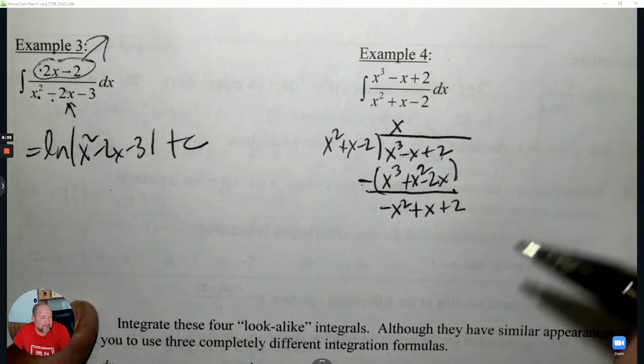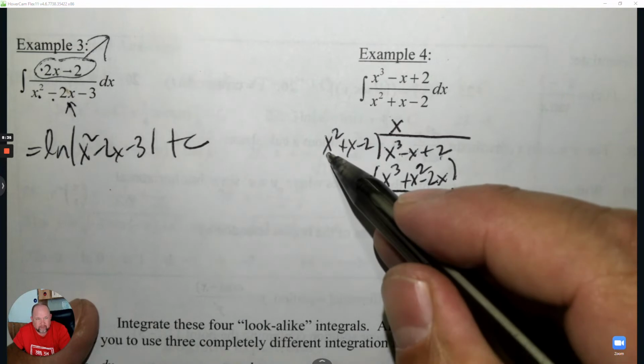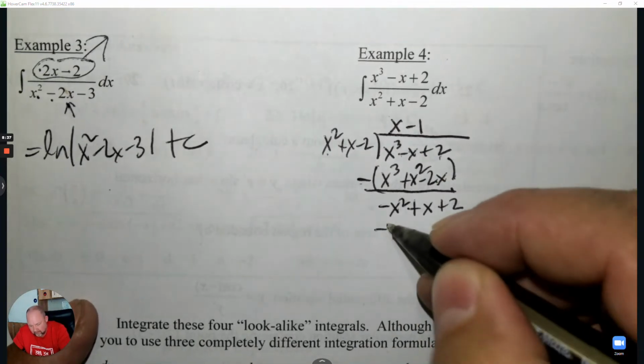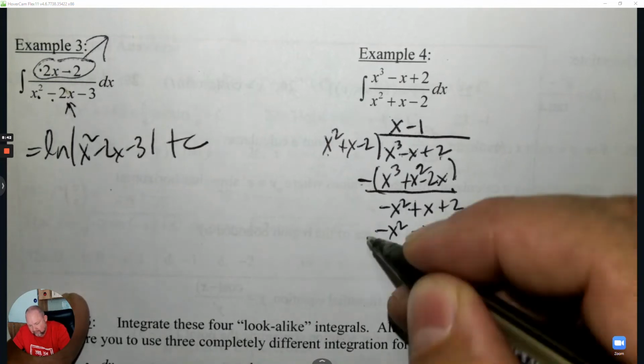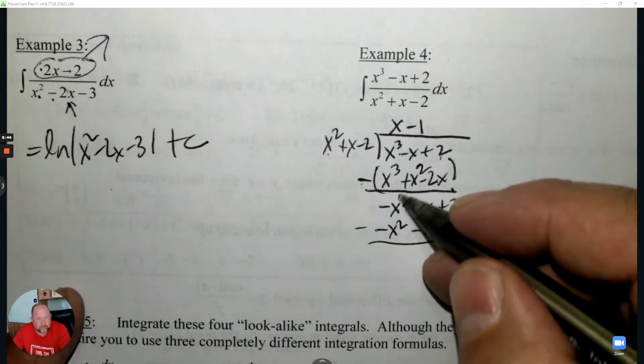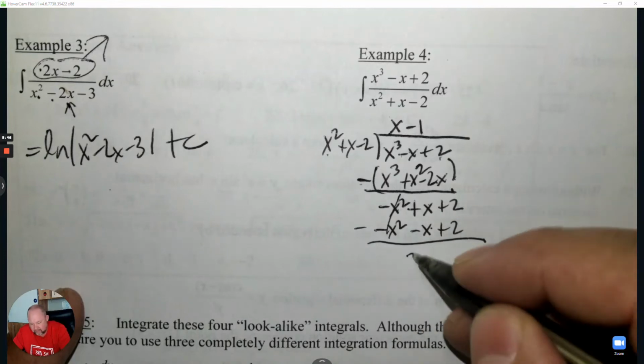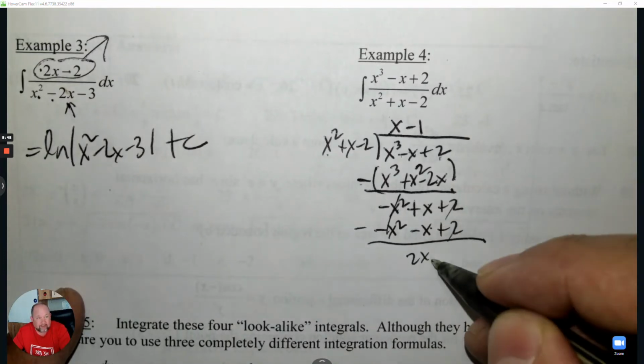We're going to do it again. And negative x squared divided by x squared is -1. Multiply. And then the remainder. So these are done. x subtract negative x is 2x. And these are done. So that's the remainder.